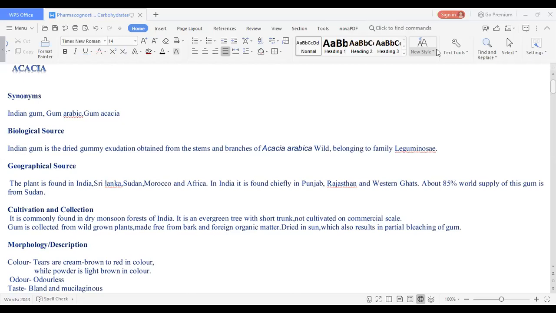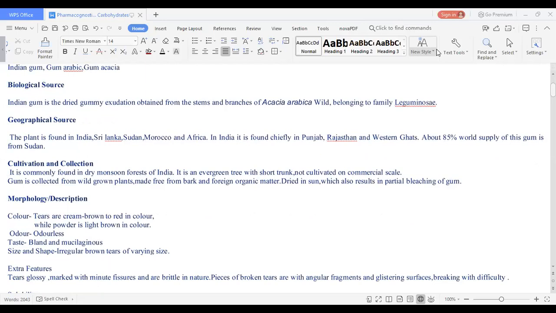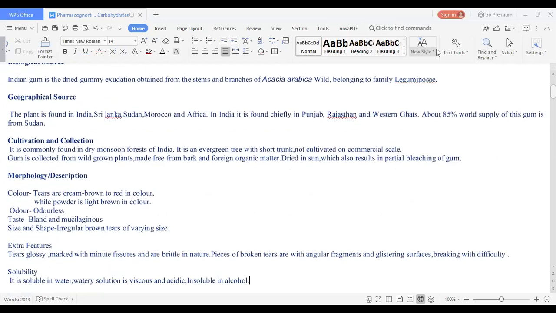Next, coming to its color. The tears are cream brown to red in color, while the powder is light brown in color. Means the acacia gum appears in tear form. And coming to its odor, it is odorless, and the taste is bland, nothing but mild or tasteless, and it is mucilaginous. Coming to its size and shape, it shows irregular brown tears of varying sizes.